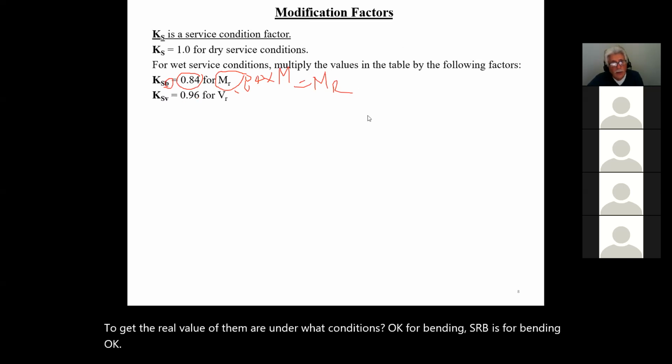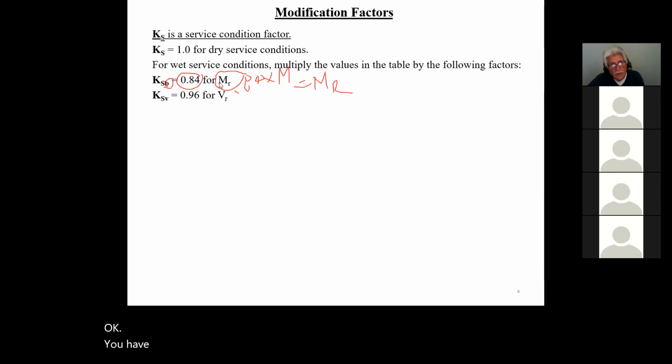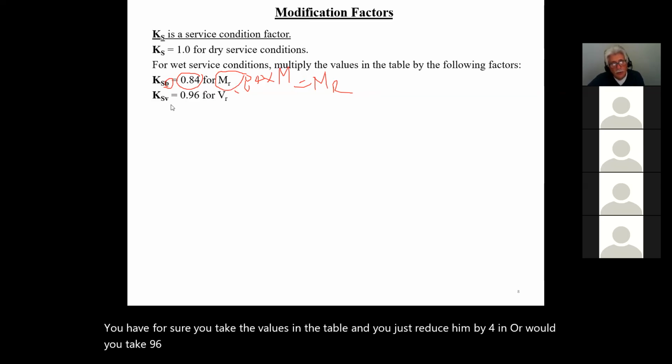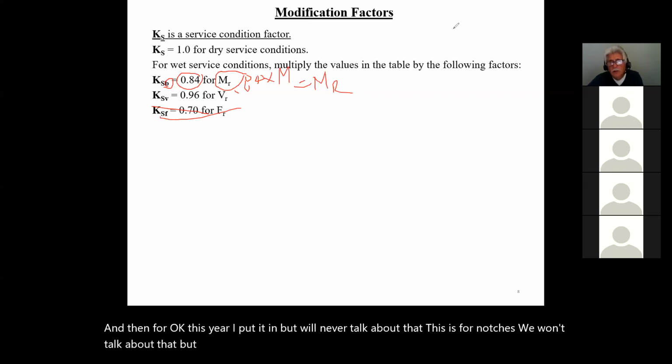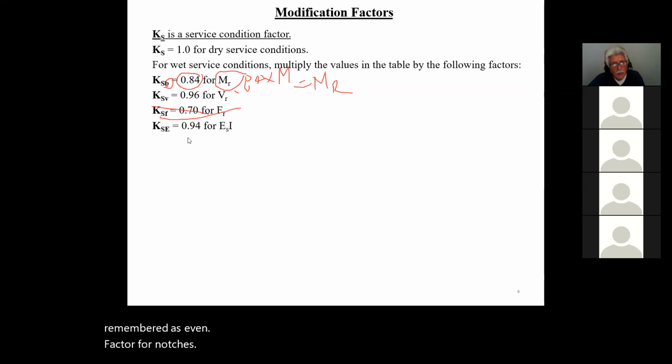Then for shear, you take the values in the table and reduce them by 4%. In other words, you take 96% of that value, but this is for shear. Service for shear. And this one here, I put it in, but we'll never talk about that. This is for notches. We won't talk about that, but I put it there anyway, in case you ever get into notches, remember there's even a factor for notches. And of course, this is for serviceability, in other words, for bending.